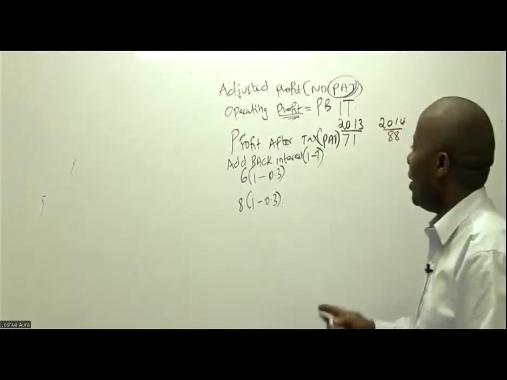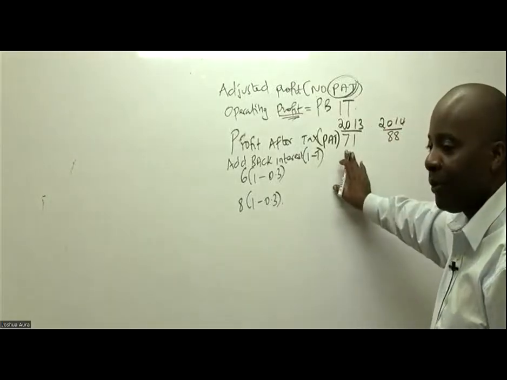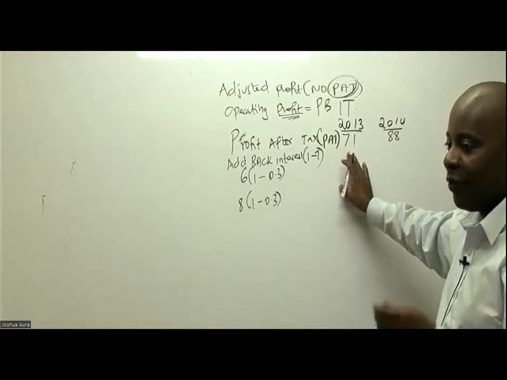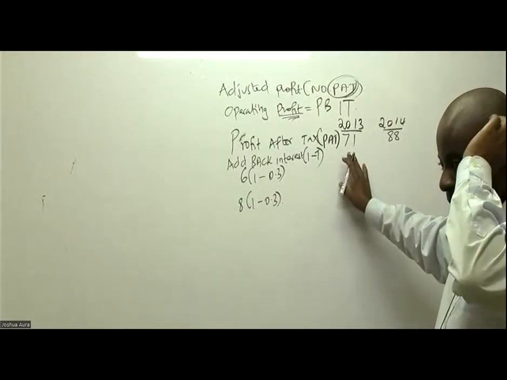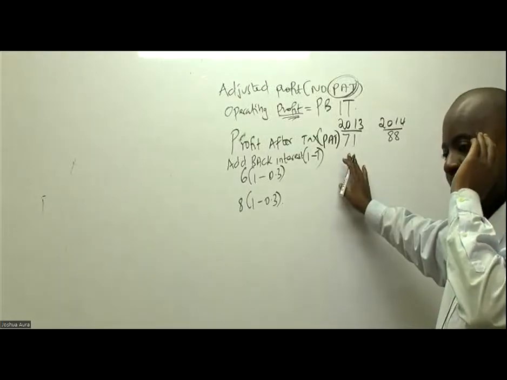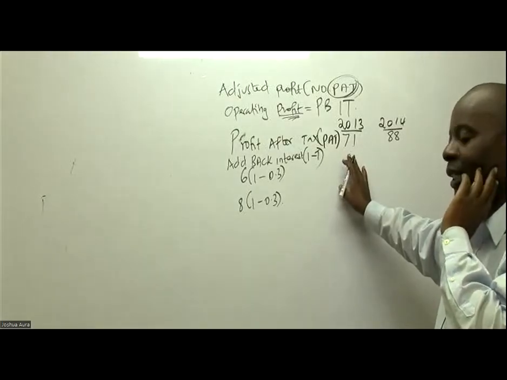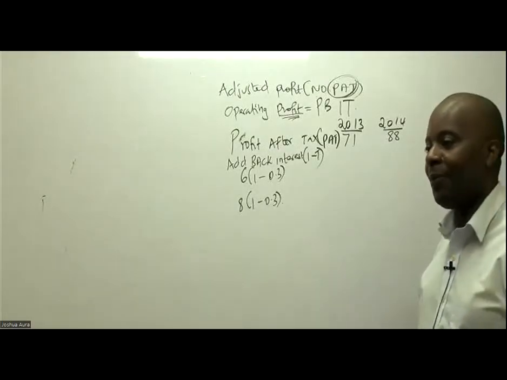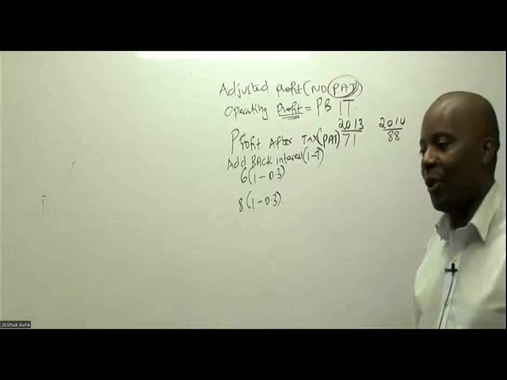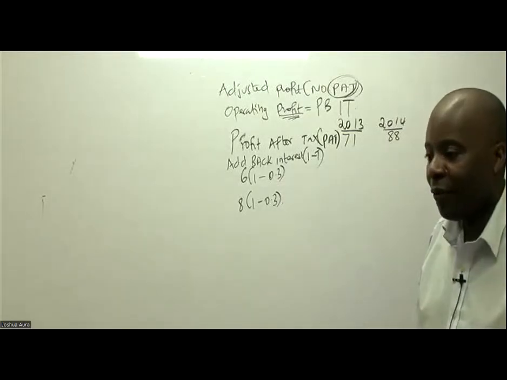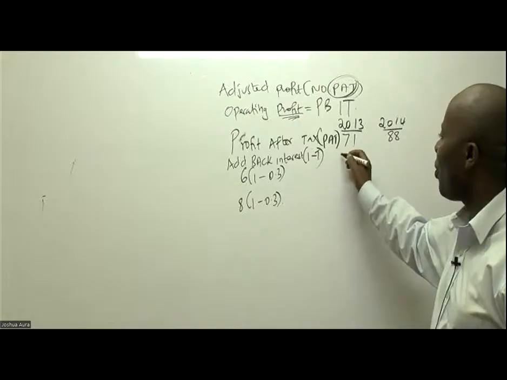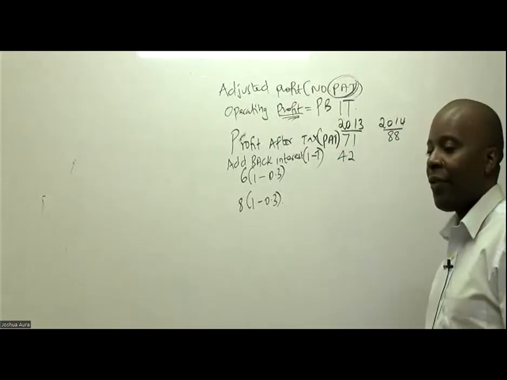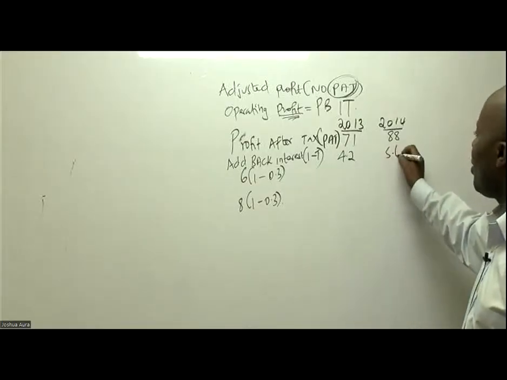So could you kindly give me these figures? What do we have? 2013, what do we have? Somebody talk to me. 4.2. So this is 4.2, and then 2014 is 8 times 0.7, 5.6 like that. Thank you so much.